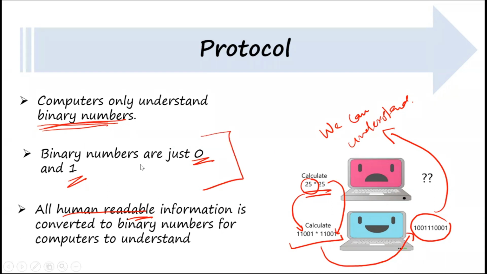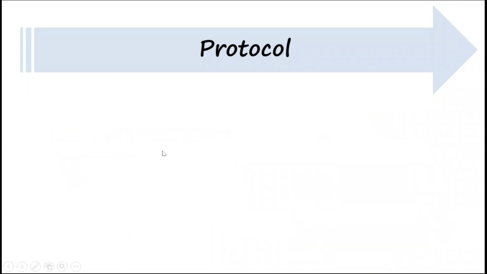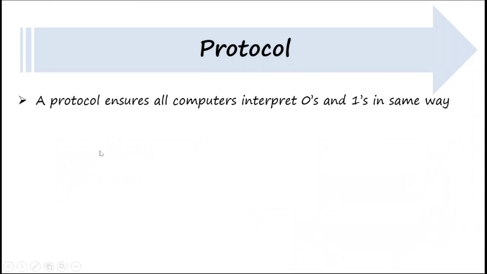So moving ahead, how is a protocol connected to this information? A protocol is adopted to ensure that all computers interpret zeros and ones in the same way. What do I mean by that? The protocol ensures that all the computers on the globe, all the computers worldwide, whenever they receive some information which is encoded in zeros and ones, all interpret that information in the same way.